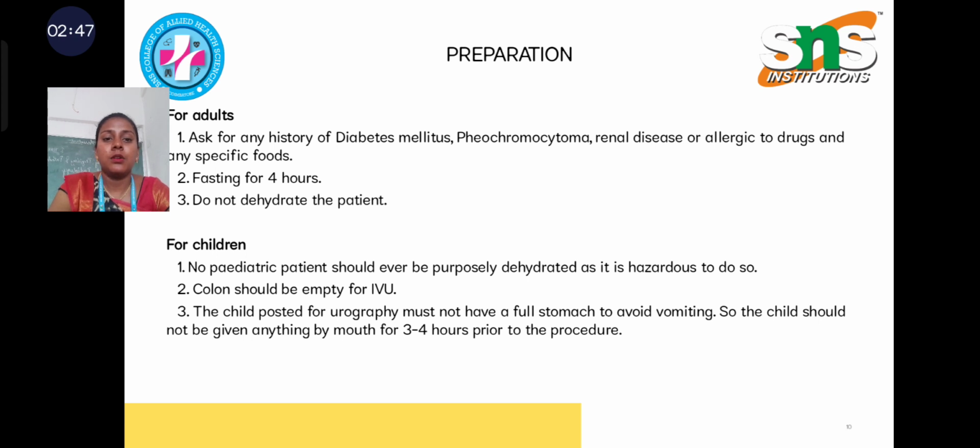For children, no pediatric patient should ever be purposely dehydrated, as it is hazardous to do so. The colon should be empty for IVU. The child posted for urography must not have a full stomach to avoid vomiting, so the child should not be given anything by mouth for 3 to 6 hours prior to the procedure.